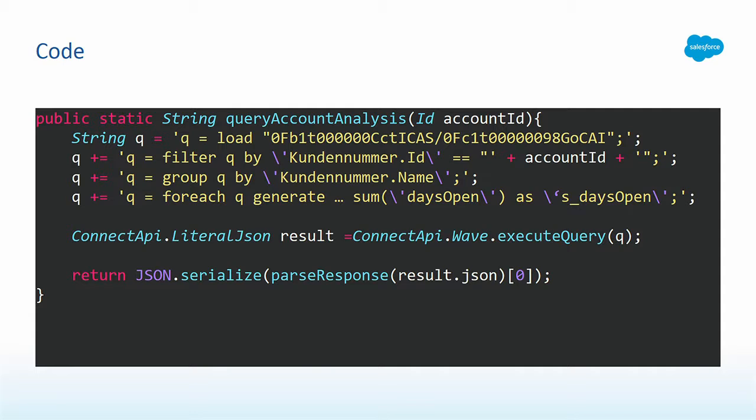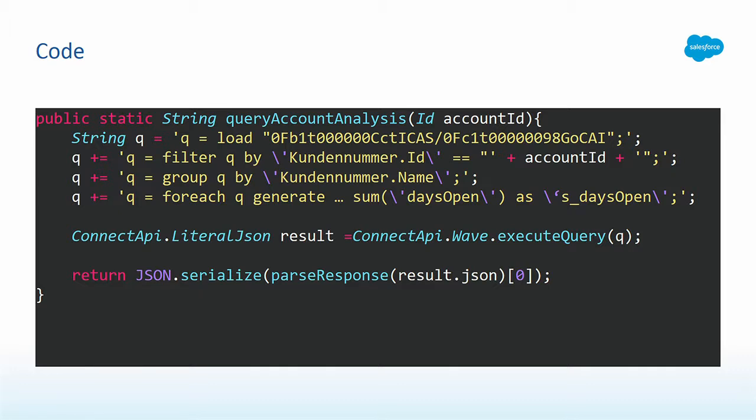In the system we exported the data from, it was Kundennummer, the name of the relationship, which essentially says customer number, sorry. Then we are grouping it by the name, so we are allowed to later sum over it, and then we are doing a sum over the days open. Essentially, this is our SQL query now.